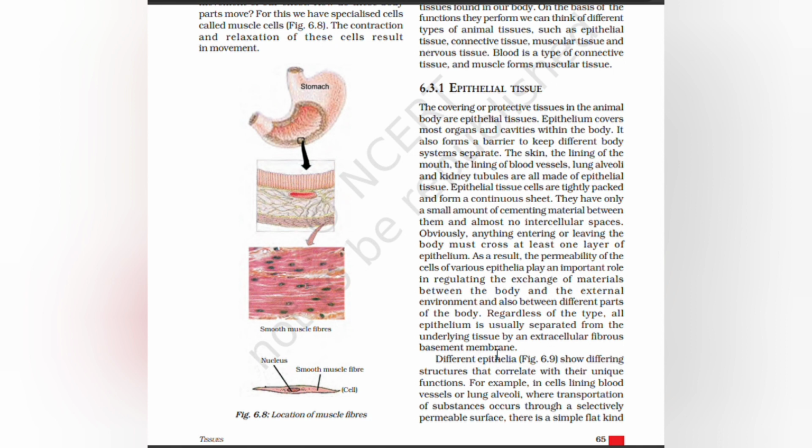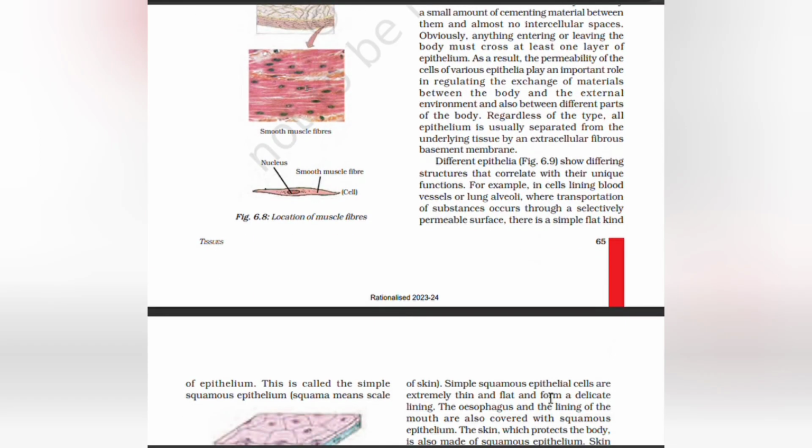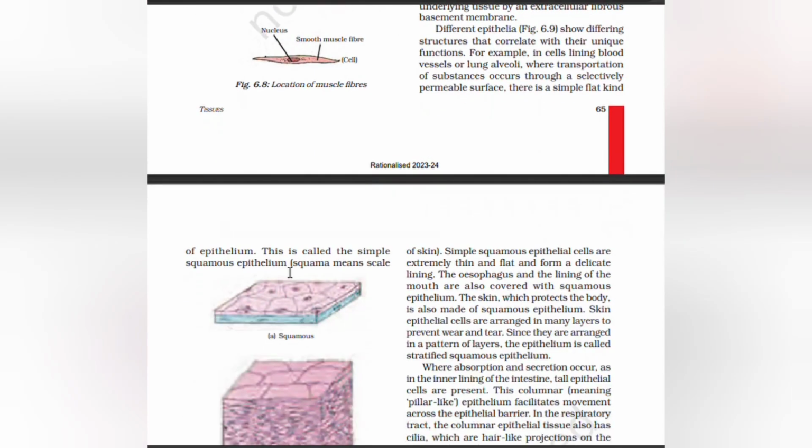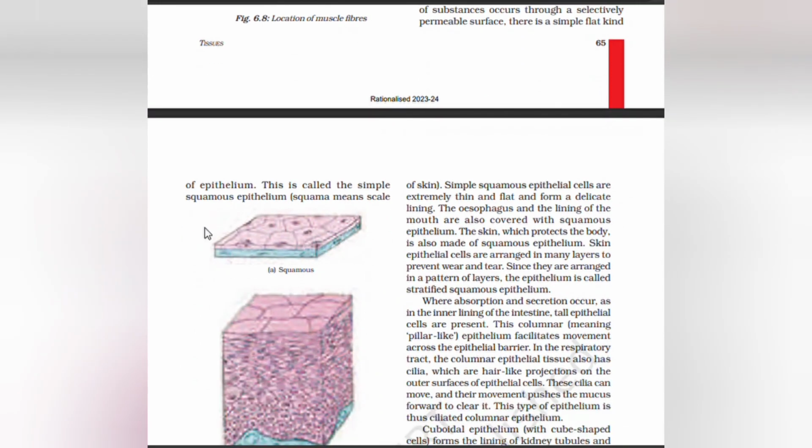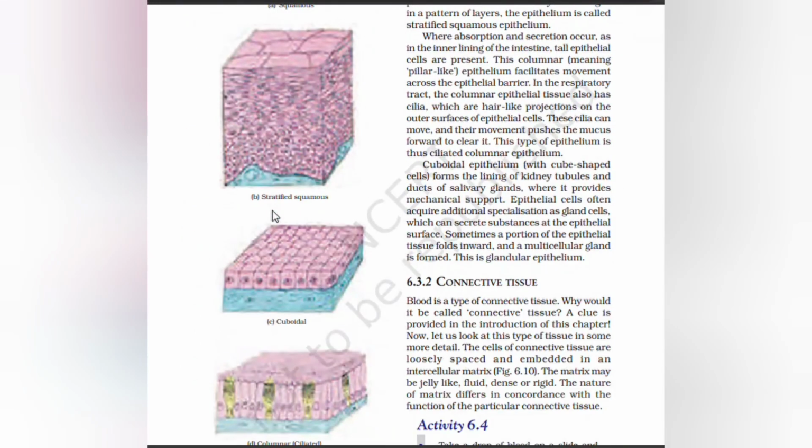Different epithelia show different structures that correlate with their unique functions. For example, in cells lining blood vessels or lung alveoli, where transportation of substances occurs through a selectively permeable surface, there is a simple flat kind of epithelium. This is called the simple squamous epithelium. Squama means scale.